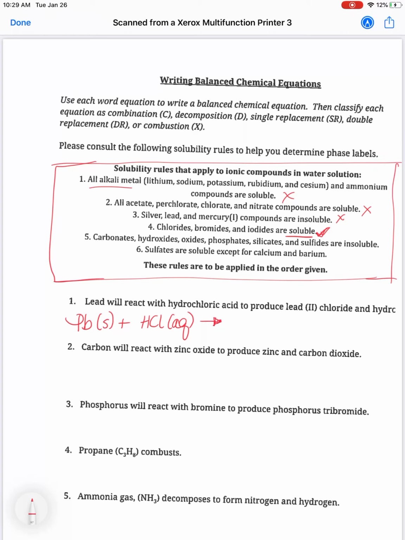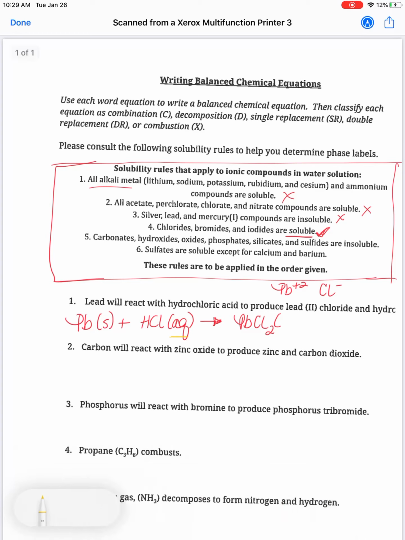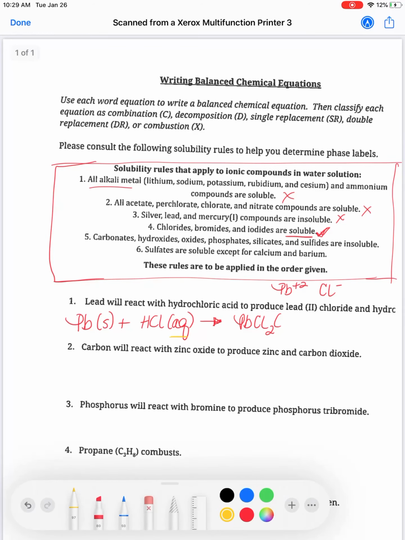Now, lead 2 chloride. So lead 2 is Pb2 plus. Chloride is Cl minus. When I crisscross those, I get PbCl2. Now I've got to go to my solubility rules to decide if this is soluble or not, because I do have water present since the hydrochloric acid is aqueous.